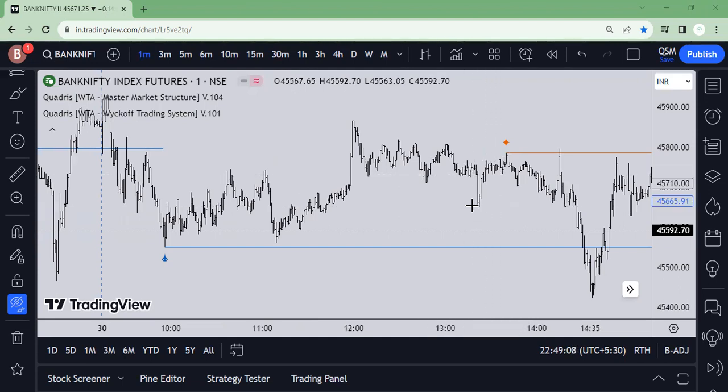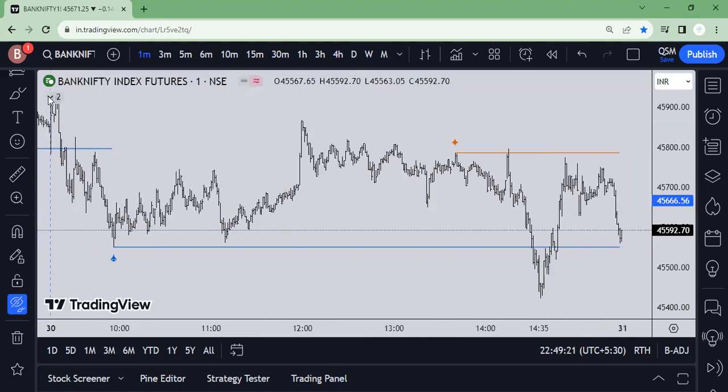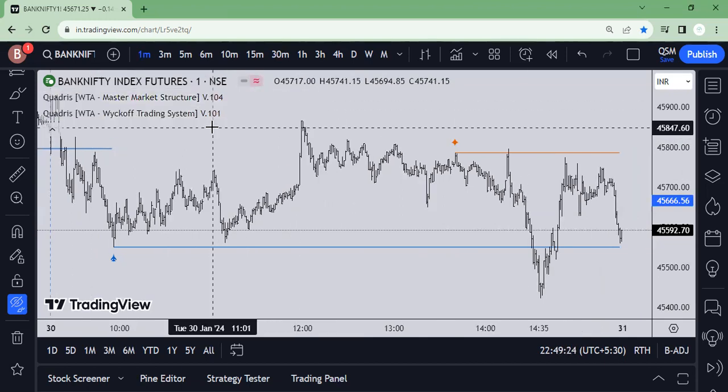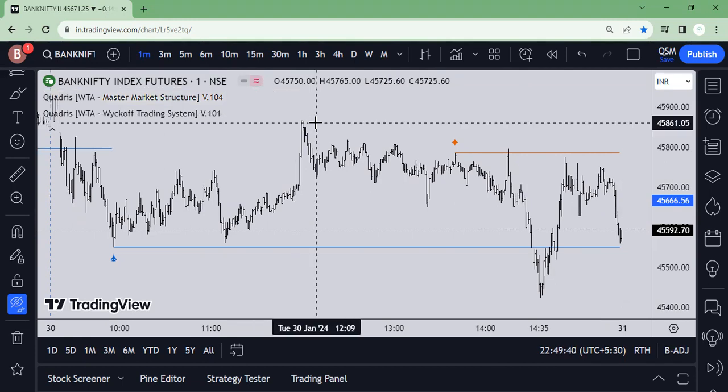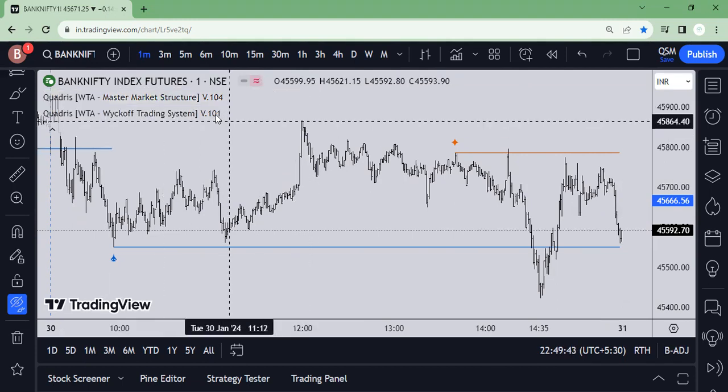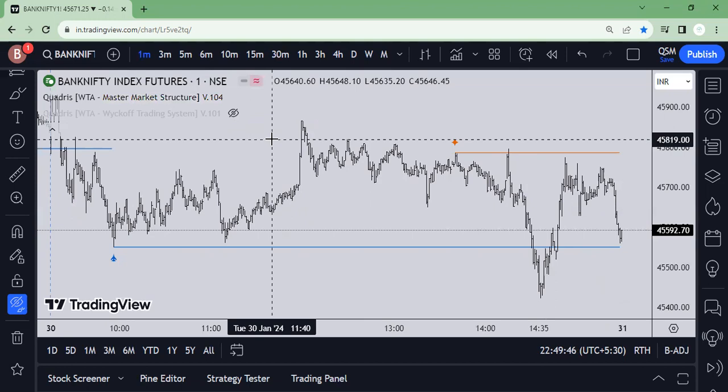So, we'll start with the presentation. This is by far the best way or method to identify market structure. The indicator name, I'll not call it an indicator, it is an entire tool by itself: Quadri WTA Master Market Structure version 104. This is the final installment of my indicator series.